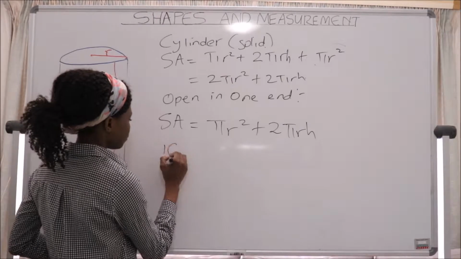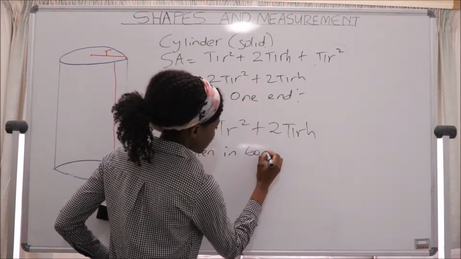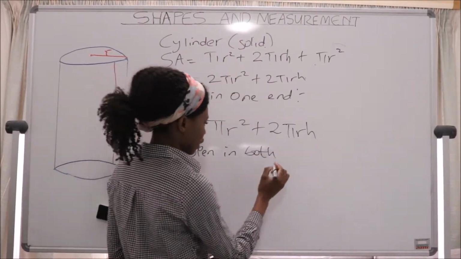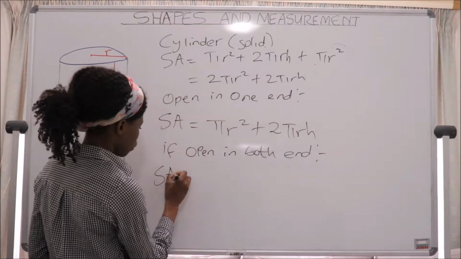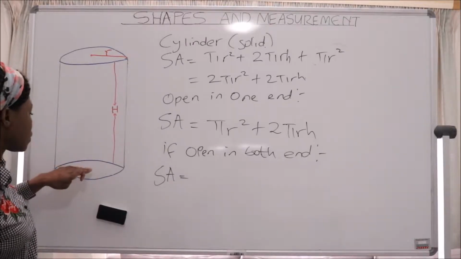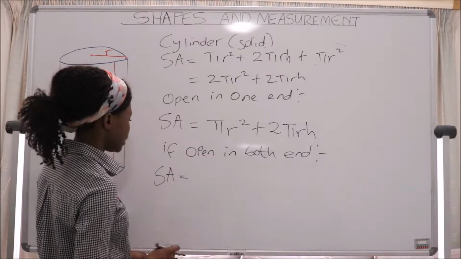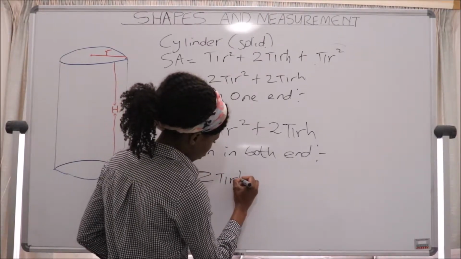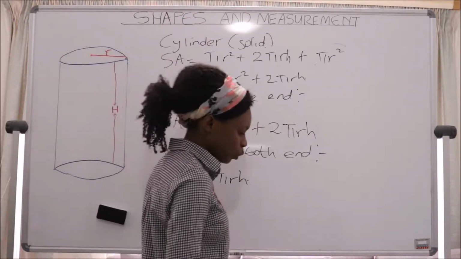Then if it's open in both ends, that means we won't have the top and also the bottom circle. Then the surface area of that cylinder will be only the area of the rectangle, as we won't have the top and the bottom circle on the cylinder. So the surface area for that will be equal to 2 pi rh. That will be the surface area if it has been opened in both ends.